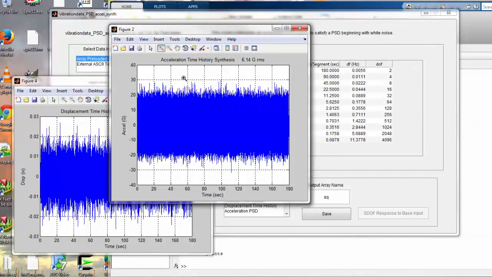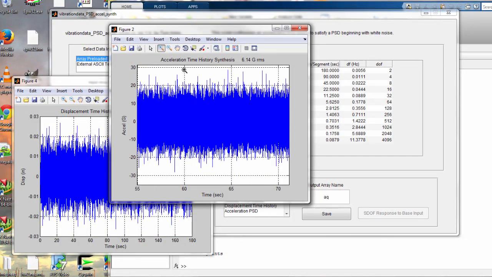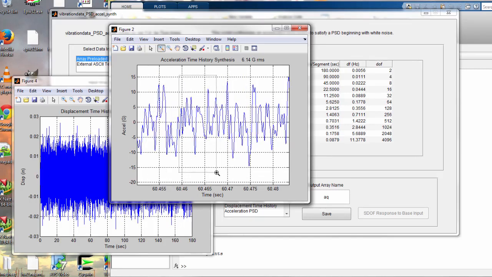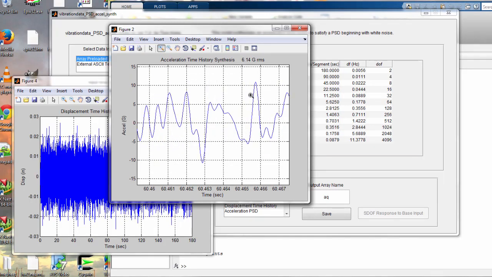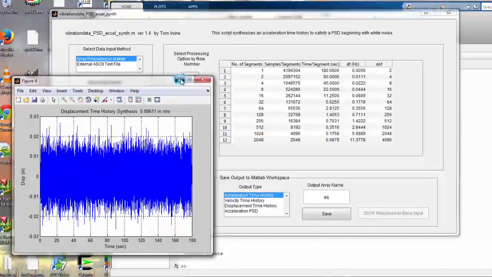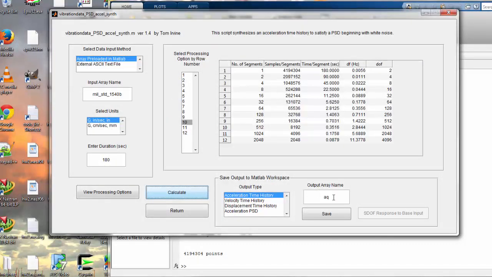And if we zoom in, we can find out that, yes, in fact, it is a random vibration signal. It's not white noise, but rather it's a time history which matches a shaped power spectral density, which is a broadband PSD. So we're going to save this time history. I'm going to save it as synth, S-Y-N-T-H.